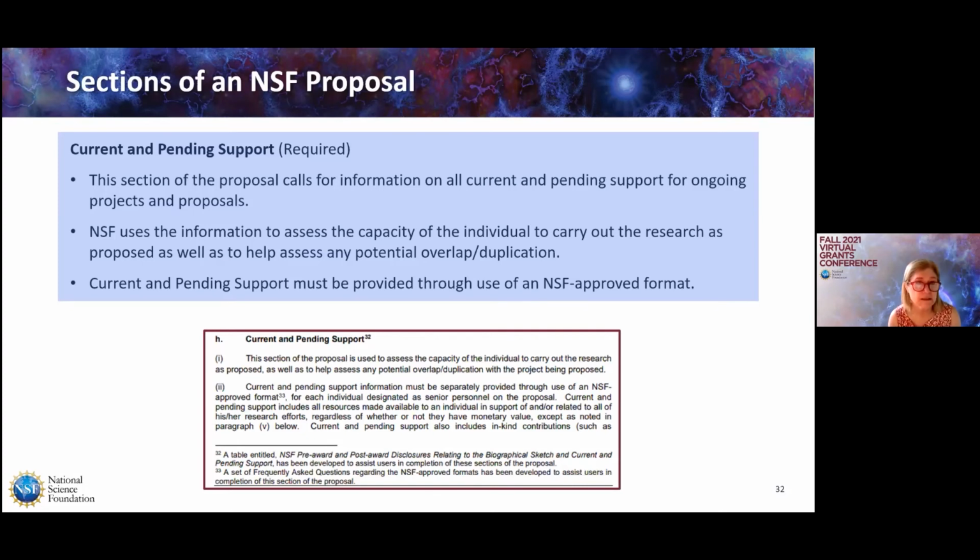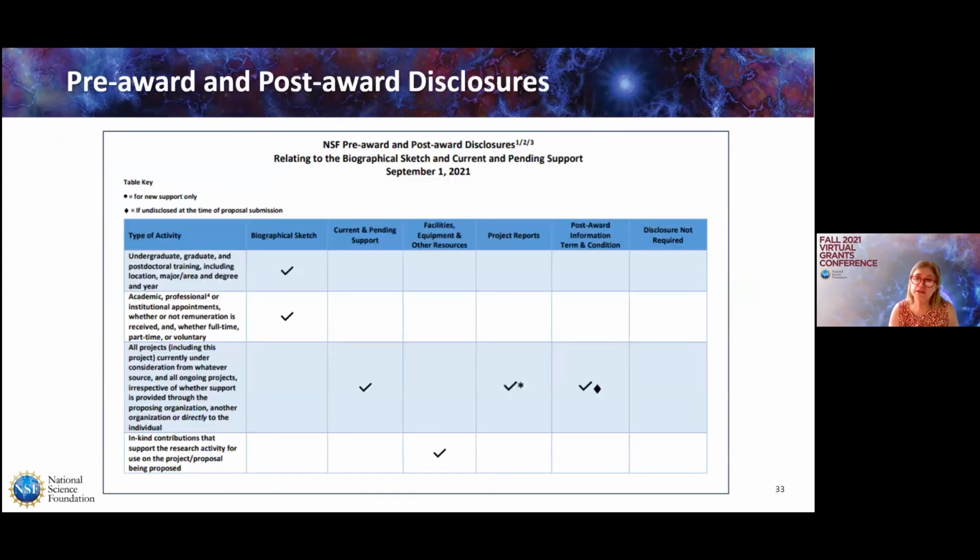Next slide, please. This is the table that I just described to you. And as you'll note on the horizontal axis, it talks about a whole host of types of activities that you could be performing. Anything from in-kind contributions that are used on the project being proposed. Where should they be included in the proposal? And as you could see here, the check mark is under facilities, equipment, and other resources.